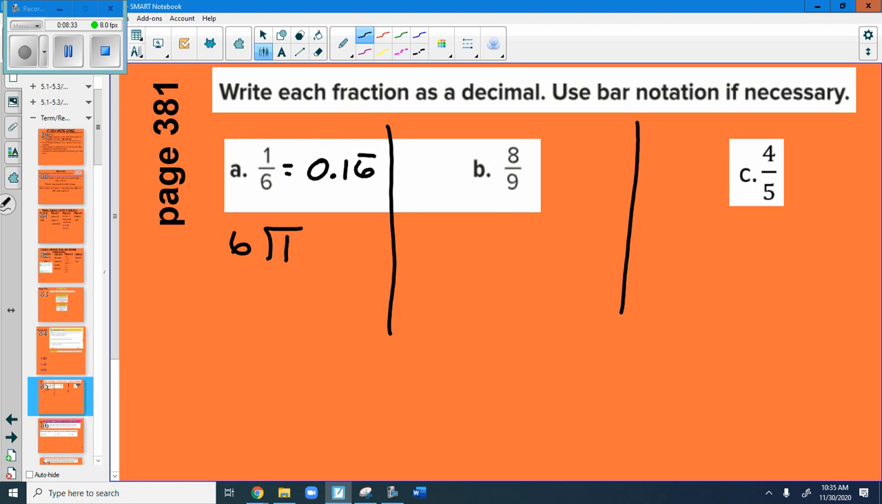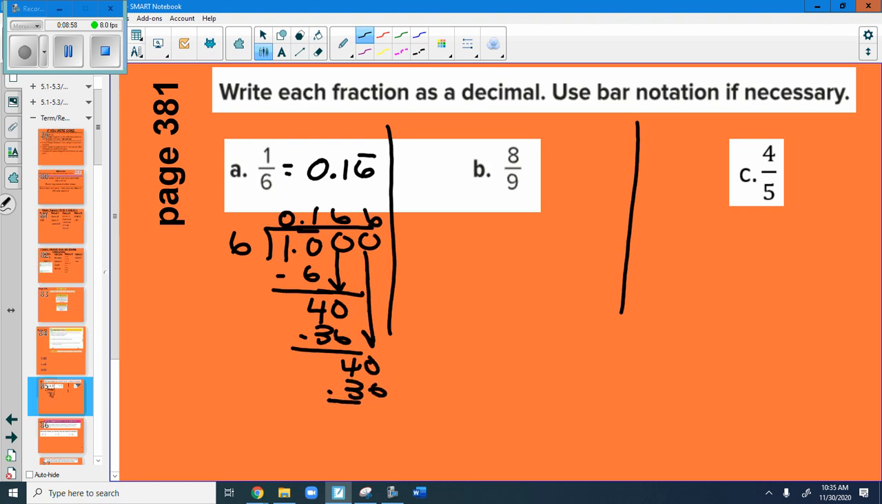Good vocabulary too. 0 and 1 sixth, and just over the 6 is the bar notation, because 0 times, add a 0 here, 6 into 10, 1 time, subtract, and we get 4. Then we have to add a 0 and keep going. 6 into 40, 6 times, and we get 36, subtract, and we get 4. Add a 0. You notice we're getting 40 every time, and it goes in there 6 times. And so just that 6 is repeating.